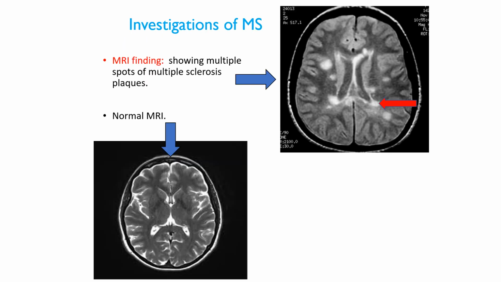This slide shows the MRI picture of a patient with MS. You can see there are multiple whitish spots that represent the plaques, and you can compare it with the normal MRI.